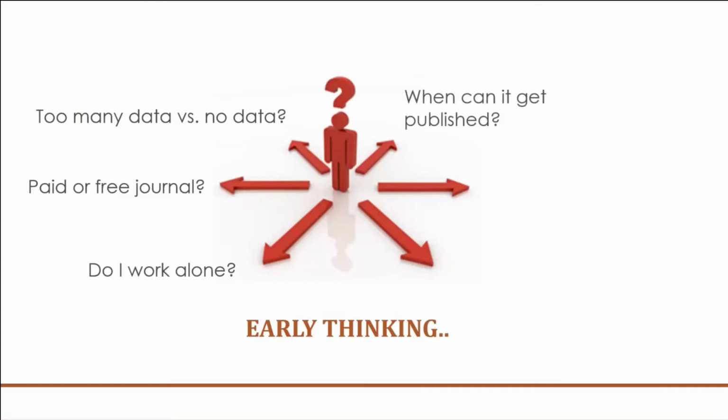So when can it get published? This one is actually quite an important question. When you look into journals, you can see a pattern. Some journals are published twice a year. Some are published 4 times a year. Some 6 times a year.